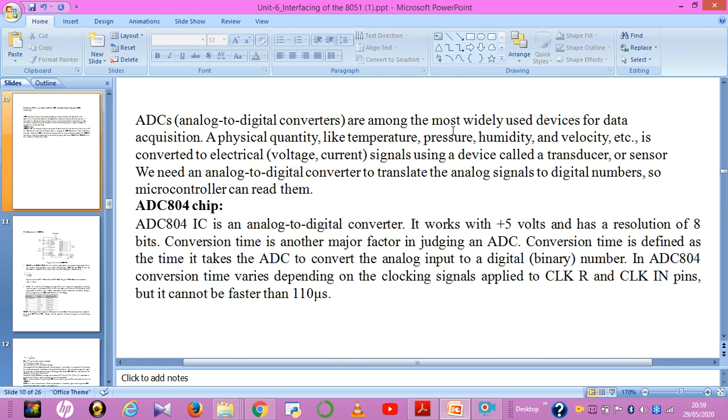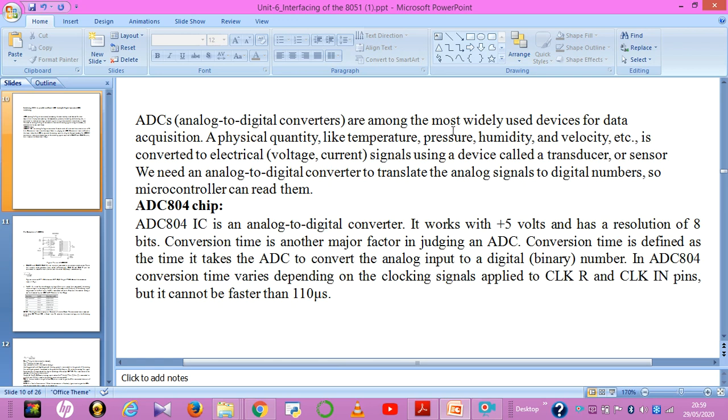If you want to measure some analog parameters in the real world by using a microcontroller, for example temperature, pressure, humidity and velocity, and you want to process these values, it is necessary to convert all your electrical signals into digital values or some other parameters to process on those values.